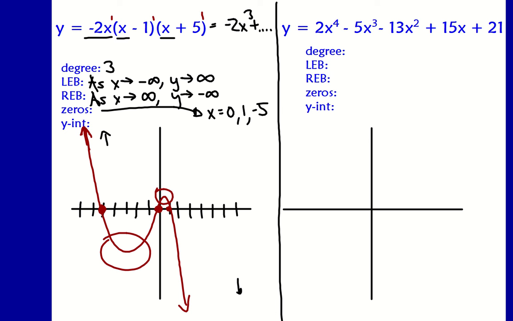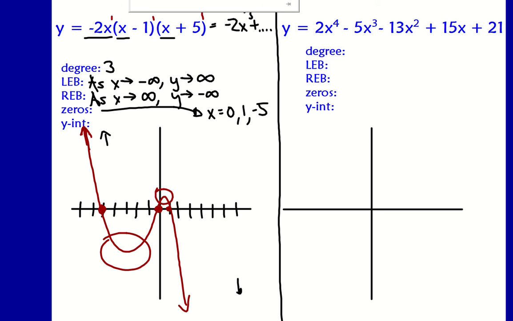All right, last example. y equals 2x to the fourth minus 5x cubed minus 13x squared plus 15x plus 21. That looks pretty extensive, and as I look at that, that's 5 terms, so I don't have a method that will factor anything with 5 terms for me. So I'm going to have to use some of the material from the beginning of the section to look at my possible rational roots and see if there's anything that I could divide out.